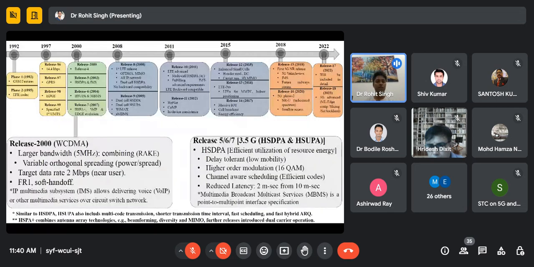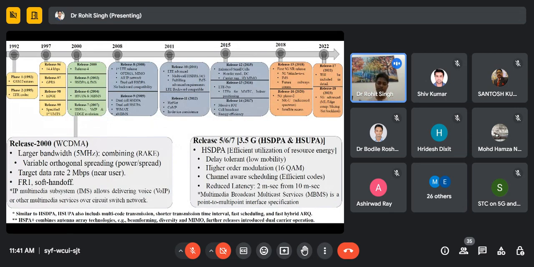Now coming to the third generation. Moving from the second generation to the third generation, the major breakthrough was in terms of the multiple access technique. In the first generation, we used FDMA. In the second generation, we used TDMA. In the third generation, we are not using even TDMA or FDMA. Obviously, in the backend, the frequency bands are divided into slots, but at the front end, we are using CDMA.